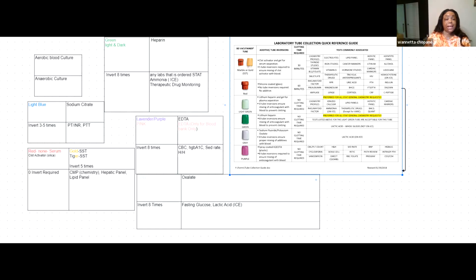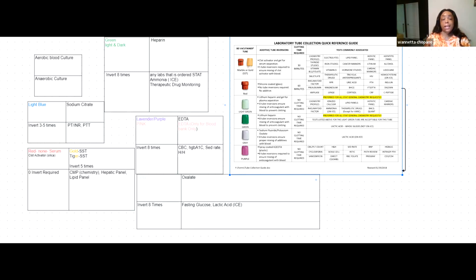And our most common test is our chemistry profile, hepatic panel, and lipid panel. Okay. So that's where I had stopped on Sunday. So moving forward, I want to jump into our green top tubes.